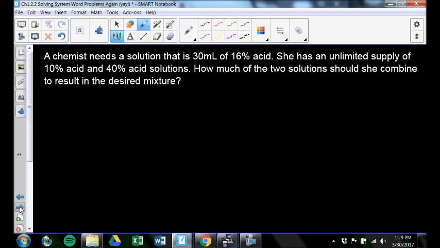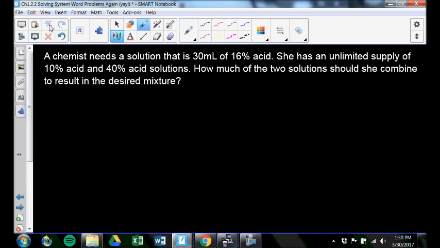Before we start, A, pause it to see if you understand the problem, maybe read it a few times, but B, ask yourself the question, is it going to take more of the weak stuff or more of the strong stuff? So pause it and do those 2 things, please. It's going to take more of the weak stuff because 16 is closer to 10 than it is to 40. In fact, this is going to be a very similar answer to the last problem that we did in the last video because the percentages are about the same distance, but that's okay, I'm not too worried about that.